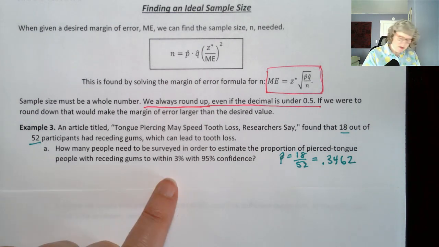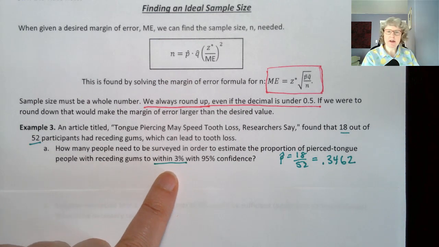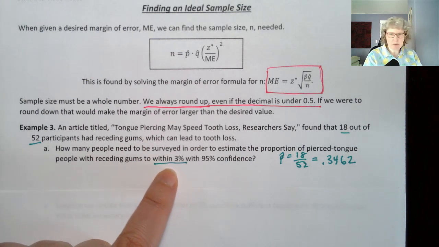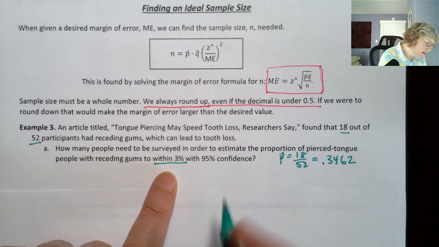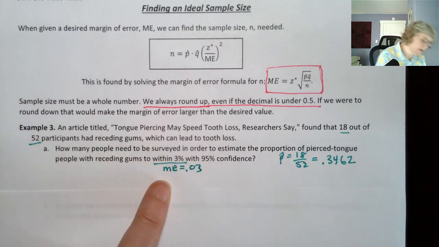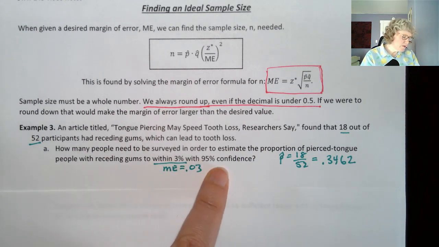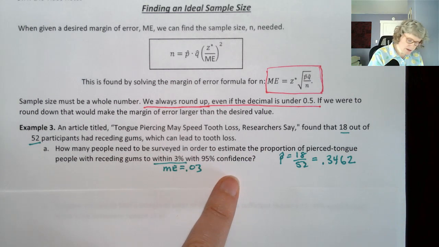Within 3%, that's our margin of error, right? They haven't written the plus or minus, and sometimes they will, but within also means on both sides, plus or minus 3%. So our margin of error, or ME, equals 0.03. We have to keep everything in decimal form for our calculation. And 95% confidence tells us our Z star, right?